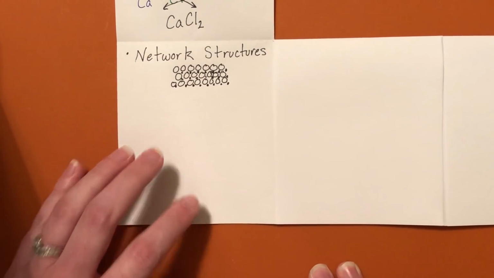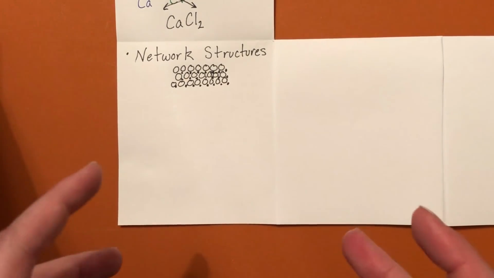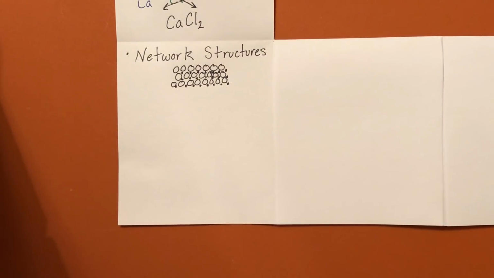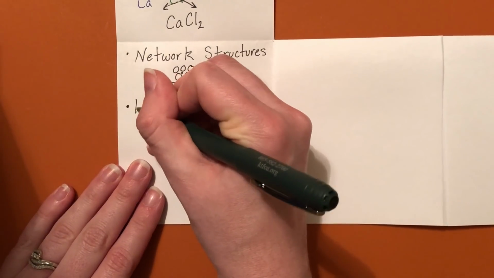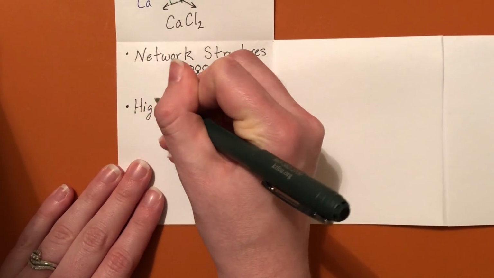Now, because these guys are in such rigid structures, they don't like to break apart very easily. And so in order to break apart, you need a lot of energy. And one of the forms of energy that we've talked about is heat. So I can add a lot of heat to break these bonds, which means that they have high melting points.